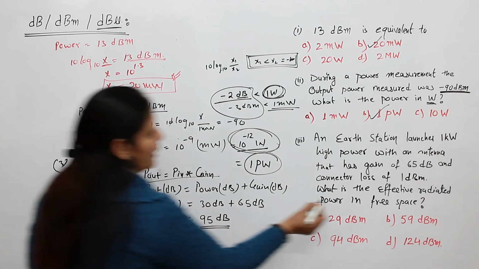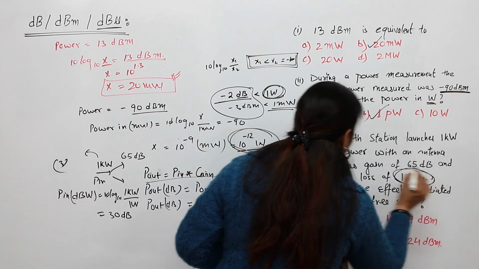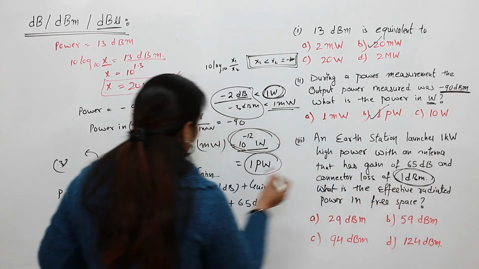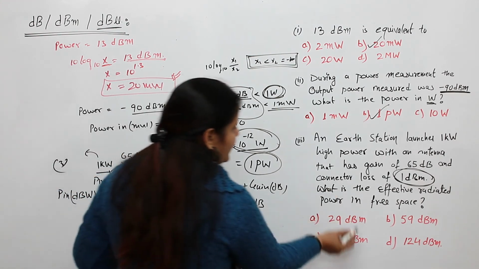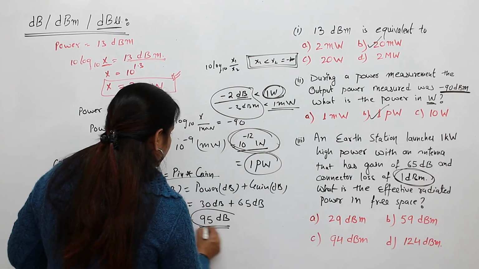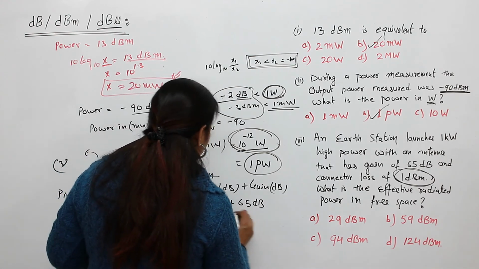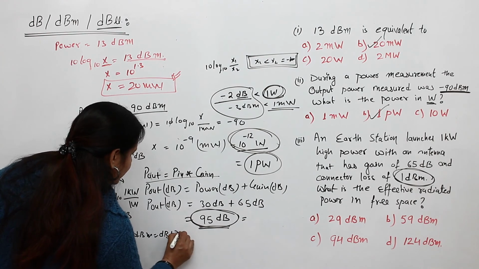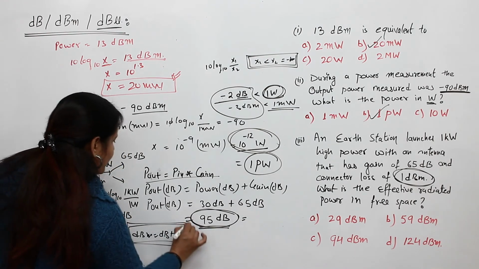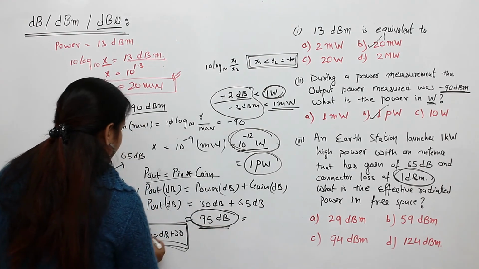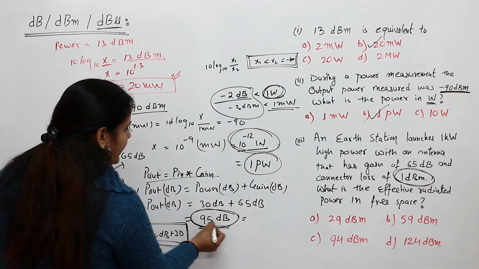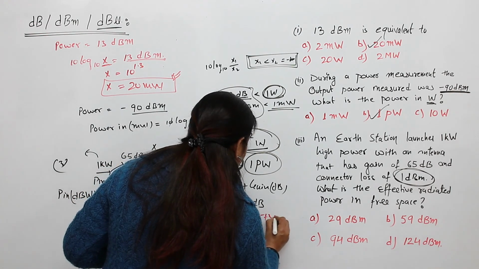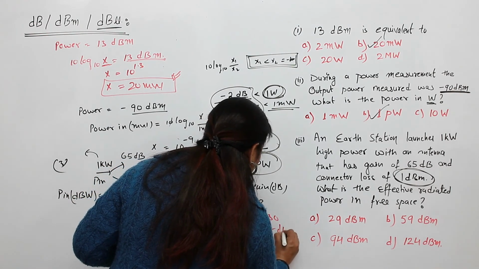But there is a loss of 1 dBm that connects this antenna to the free space. Your loss is mentioned in dBm, your power is mentioned in dB and options are in dBm. So convert this radiated power into dBm. We have studied that dBm is dB plus 30. Simply add 30 to the value given in dB and you will get the value in dBm. So 95 dB will be equal to 95 plus 30, that is 125 dBm.